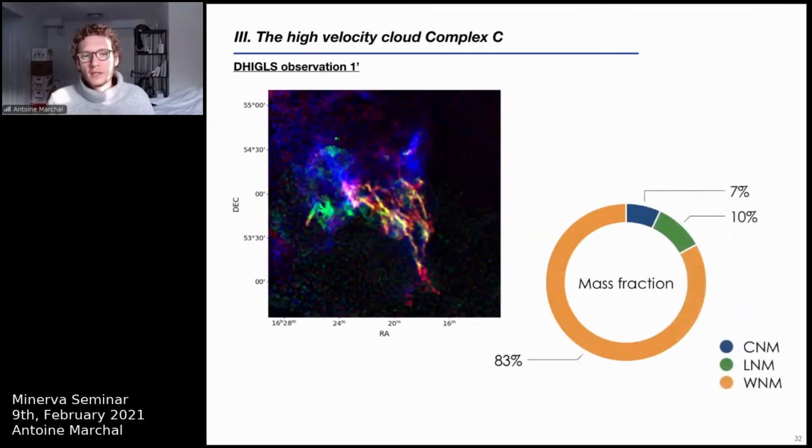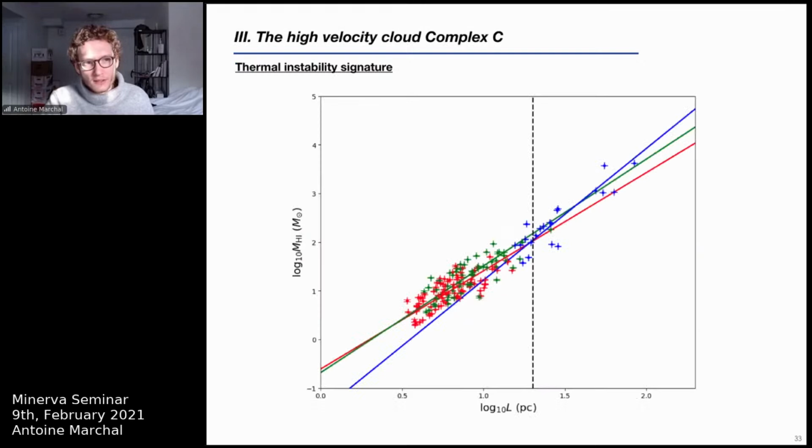So again, we can look at the mass here. Similarly to what we find in the solar neighborhood, surprisingly or not, I don't know, we have only 7 or 8% of the mass that is in the cold phase. So for this study, I would like to show you one plot, which is the mass size relationship. The color code we used here is the same: blue for the WNM, red for the CNM, and green for the UNM. And this plot is really nice because it allows us to see where, in terms of spatial scale, this transition occurs. And we find something around 20 parsecs.